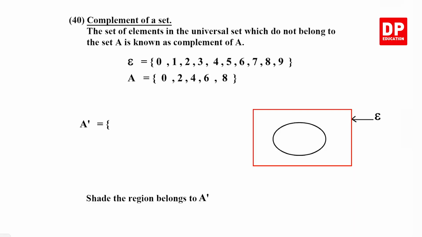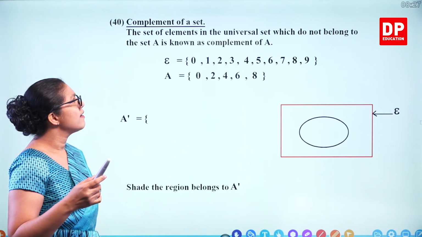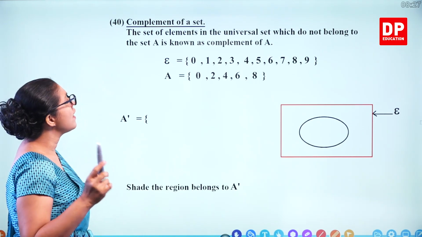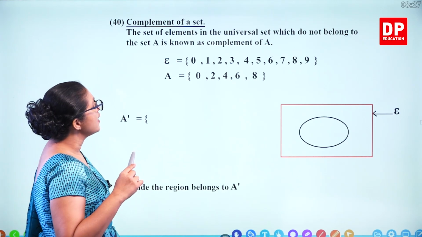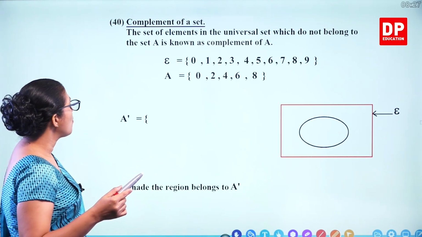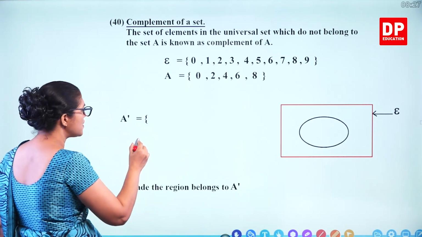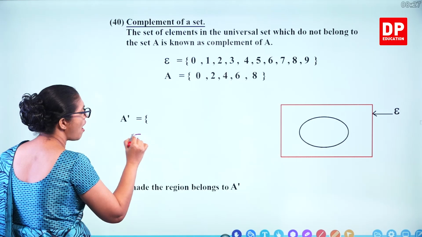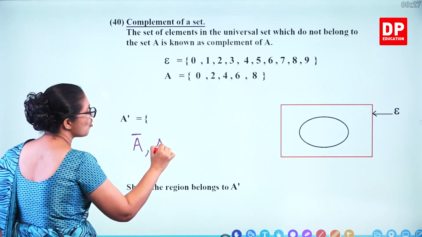What is complement of A? Complement of A, the set of elements in the universal set which do not belong to the set A. We call complement of A. Look at this one. Epsilon is given 0 to 9, all the digits. A is 0, 2, 4, 6, 8. So what is A dash? That's A dash. Or sometimes in certain books we write bar. Bar sign also. That means same thing. A dash or A bar.